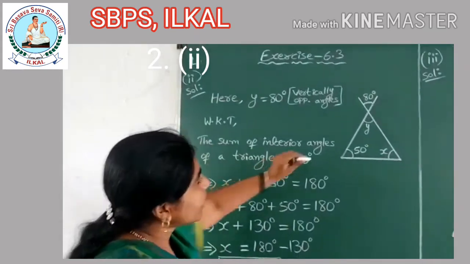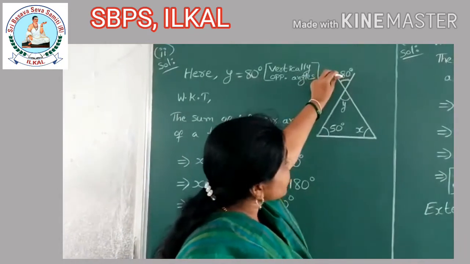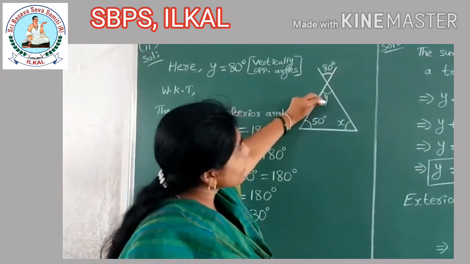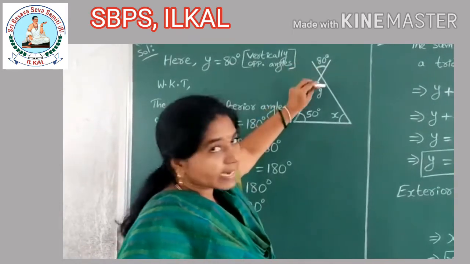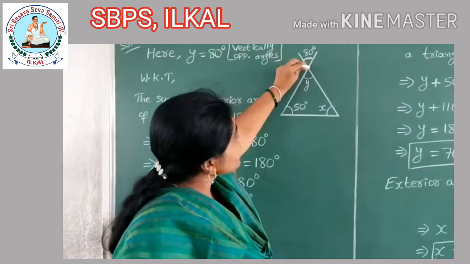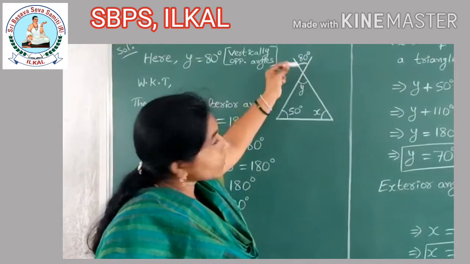Second one, observe this figure. It is a triangle, children, and one exterior angle is given. The exterior angle will be equal to the interior angle because these two form vertically opposite angles. Two line segments meet at a point. When these two lines intersect, the vertically opposite angles will be equal.